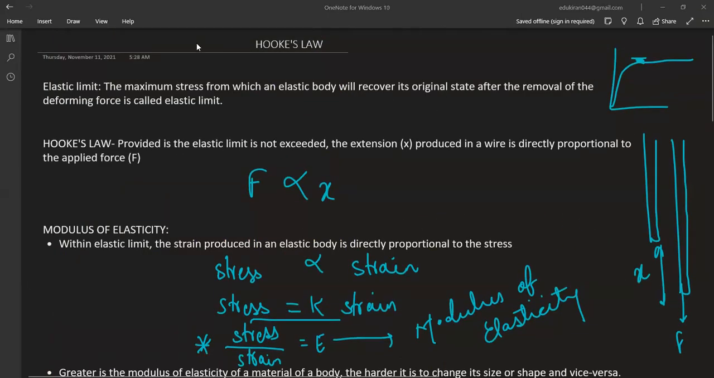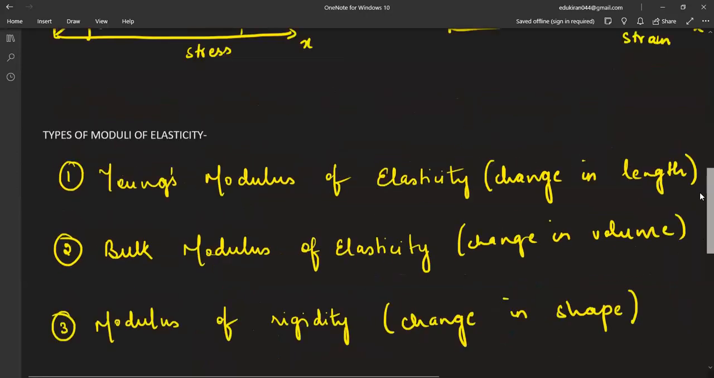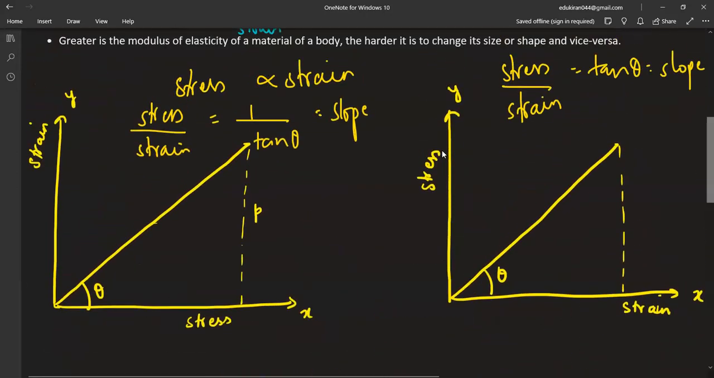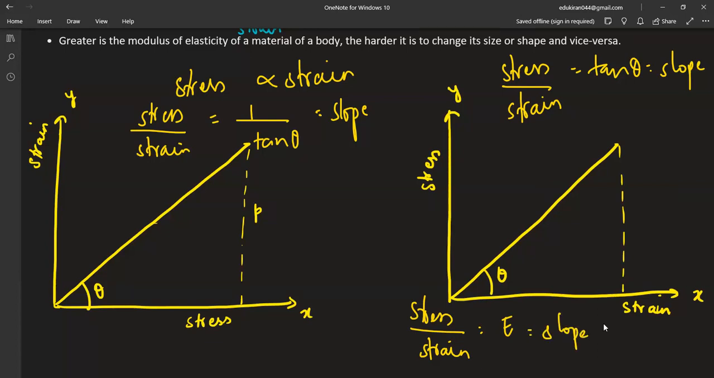Ma'am, can you explain how we got 1 by tan theta in the graph? See, how have we got 1 by tan theta is, see, stress is directly proportional to strain, and stress by strain is what? Is the modulus of elasticity. So if I want to calculate modulus of elasticity, I have to take the slope of the graph, right? In order to calculate the third quantity, I have to take the slope of the graph.